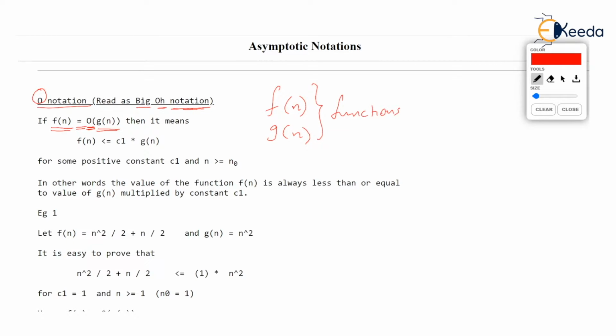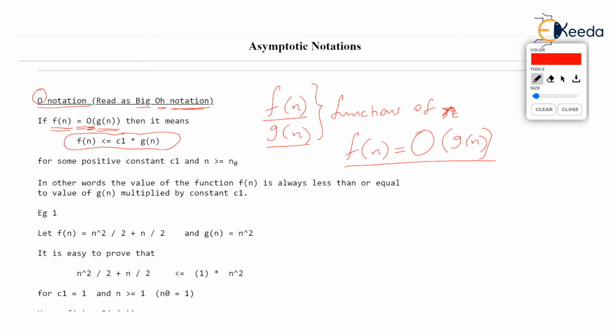These are functions of n. Like how we say f of x, so f is a function of x. Like that, this f(n) and g(n) are some functions of n, and we are saying that f of n is equal to big O of g(n). Suppose we have specified this. Then what it means is that f(n) is always less than or equal to g(n).